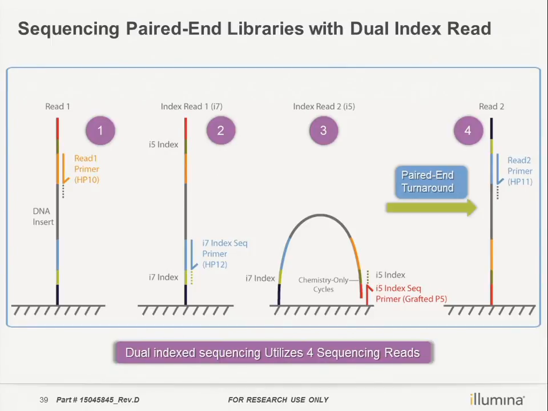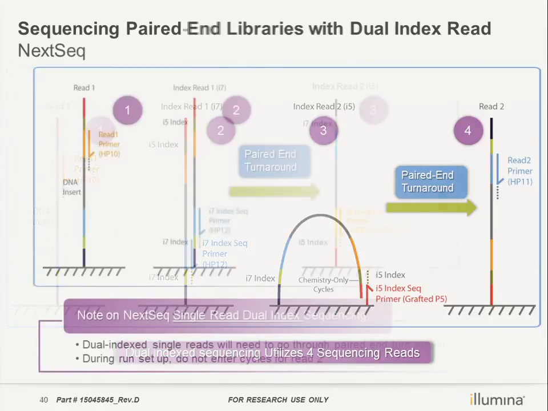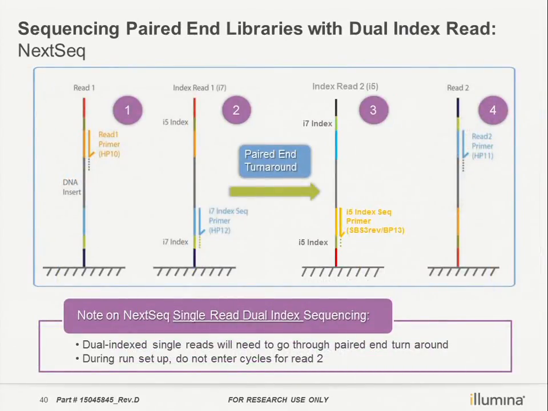So the workflow is quite similar. I'm going to go for the basic one first. What you do is bind the read 1 sequencing primer, wash this away, and then sequence the index read 1. After that, you do the paired-end turnaround. Instead of going directly to read 2, it does the index read 2 first, then washes this away, and then the reverse of read 2 is sequenced. So for a dual index library, we have read 1, index read 1, index read 2, and read 2. We will have 4 reads altogether.